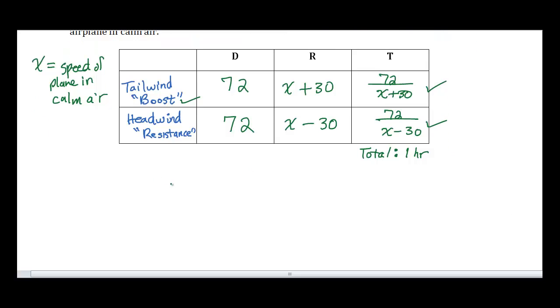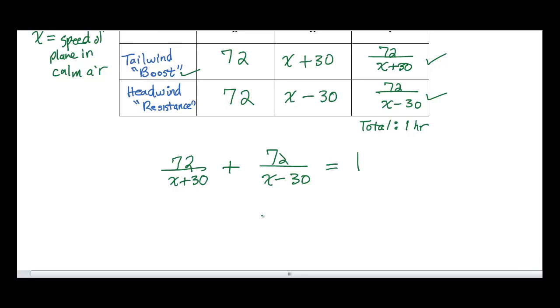So I have 72 over x plus 30, plus 72 over x minus 30. That's going to equal 1. And remember, x is the speed of the plane in calm air. Of course, I'm going to allow you to solve that problem, but when you finish solving, you're going to find that x equals 150. So the speed of the plane in calm air is 150 miles per hour.